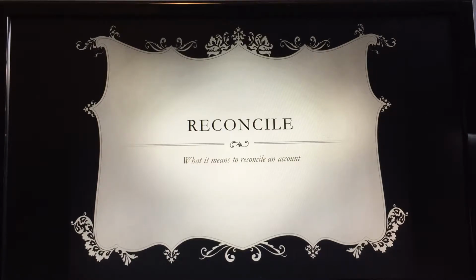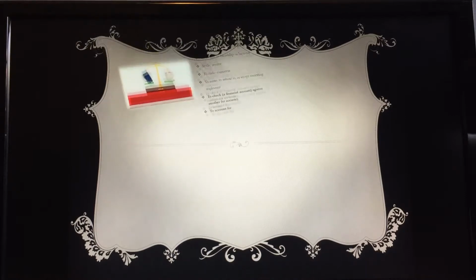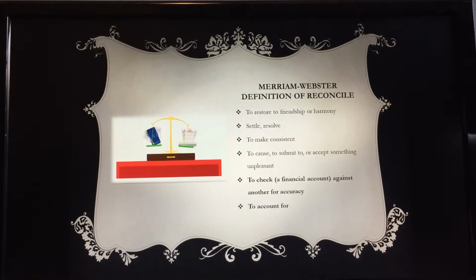Today we're going to talk about reconciling and what it means to reconcile an account. According to the Merriam-Webster Dictionary, reconcile has multiple definitions. It means to restore to friendship or harmony, to settle or resolve, to make consistent, to cause to submit to or accept something unpleasant, or, the definition we use in accounting or bookkeeping, to check against another for accuracy, as in a financial account, or to account for.